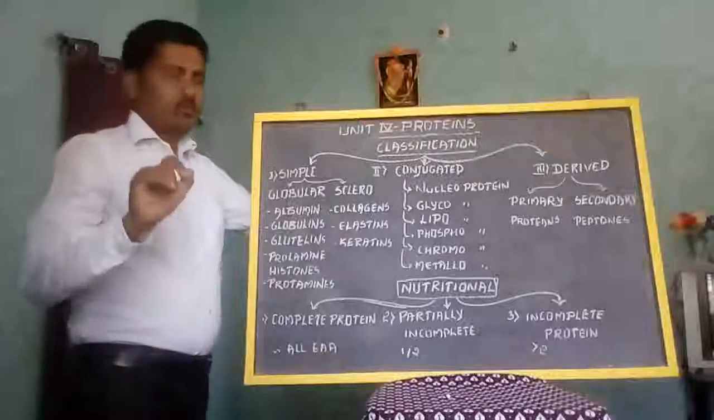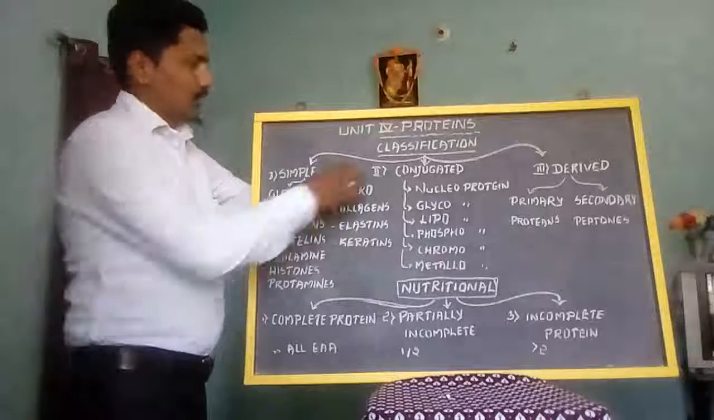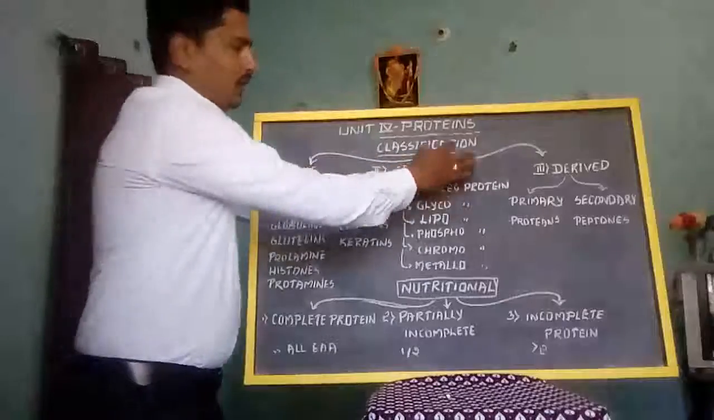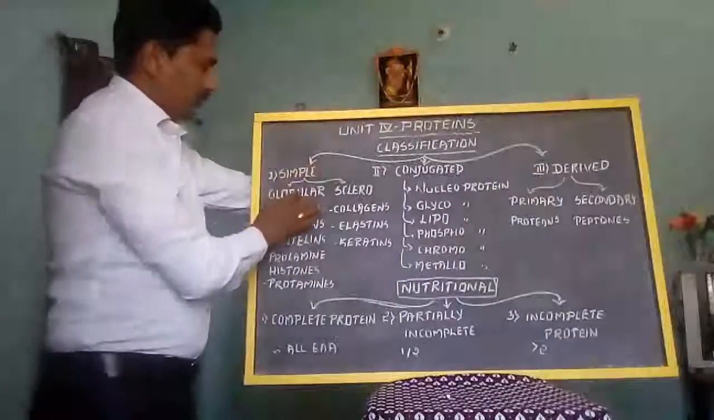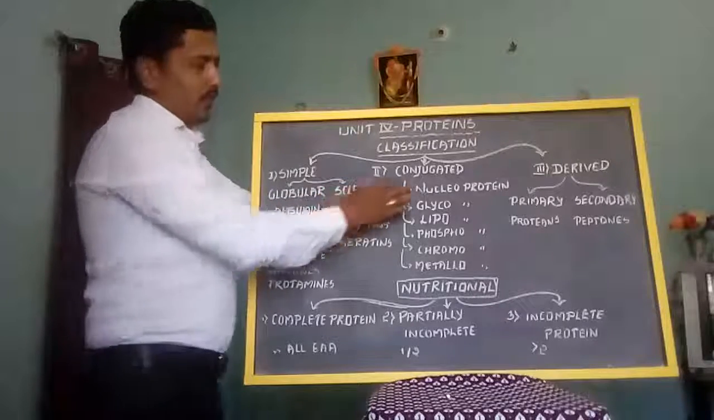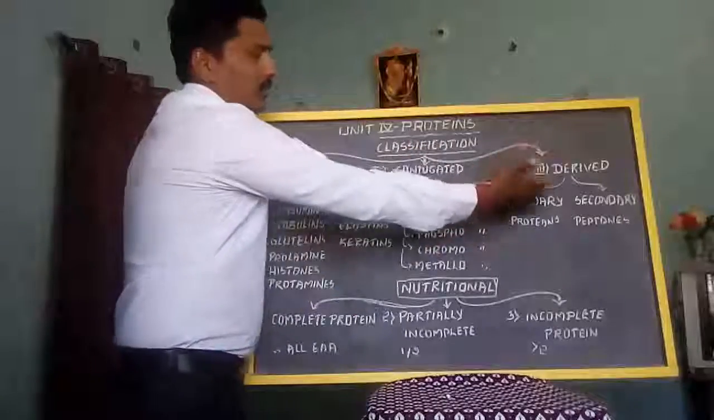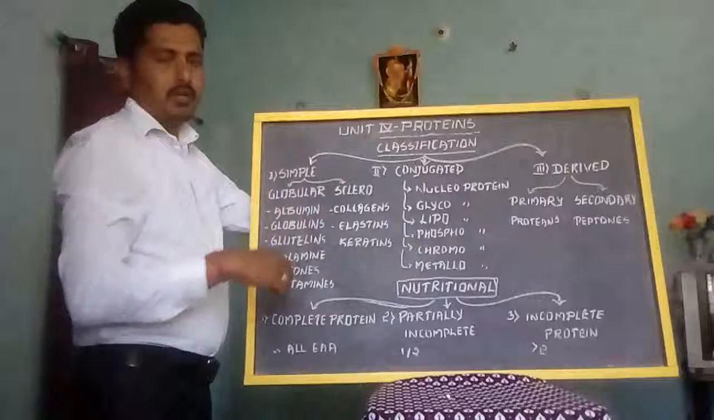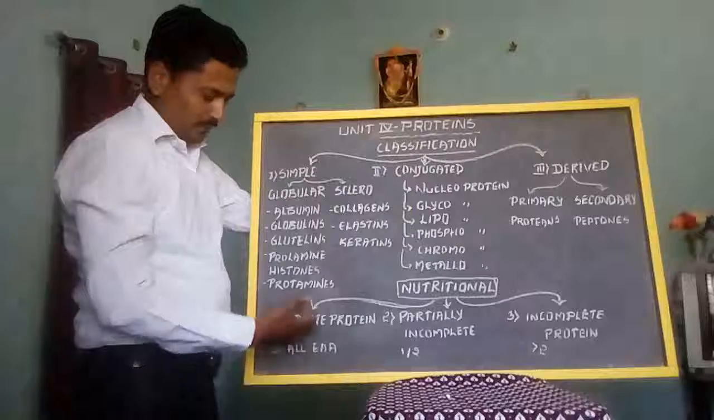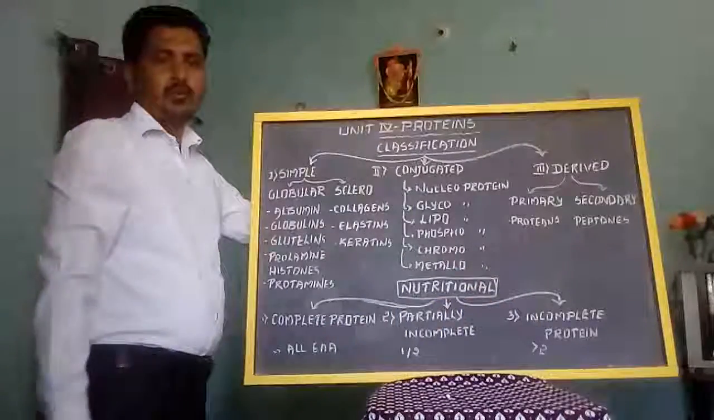By this we conclude today's protein classification. Classification of protein is broadly classified as simple, conjugate and derived. Among the simple, globular and fibrous are based on the shape of the protein, and conjugate is based on the additional group. Derived protein we again classify as primary and secondary. And lastly, the nutritional classification: complete protein, partially incomplete, and lastly incomplete proteins.